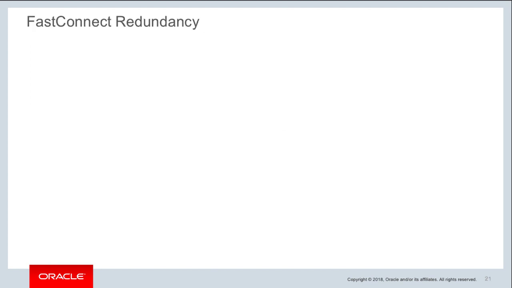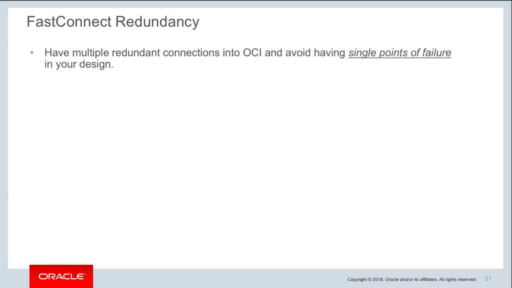So this completes our FastConnect use scenarios, where we went through the private peering connection and the public peering connection. Now let's talk about the redundancy option in the FastConnect service. And we'll also go through some of the best practices when you are creating the FastConnect redundancy.